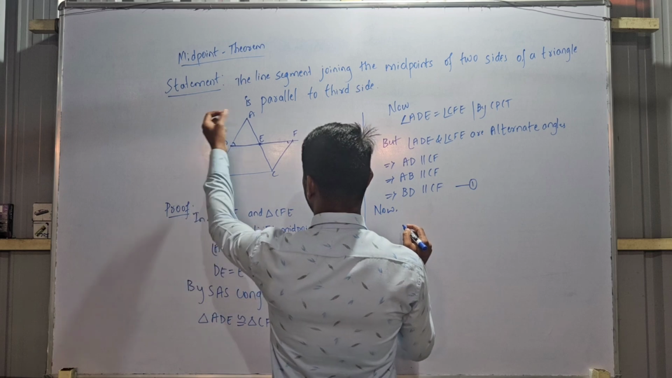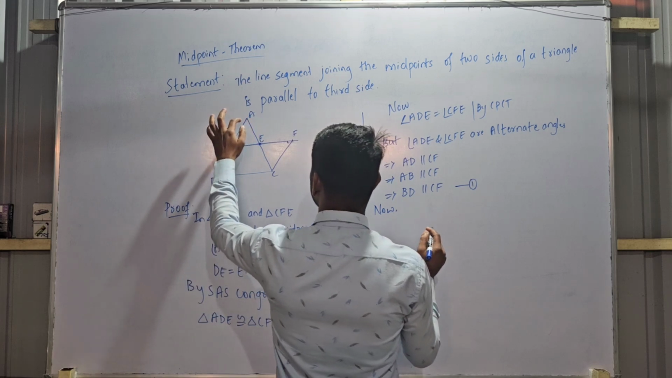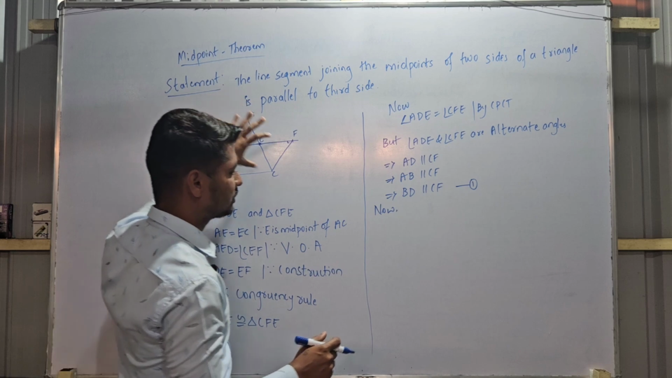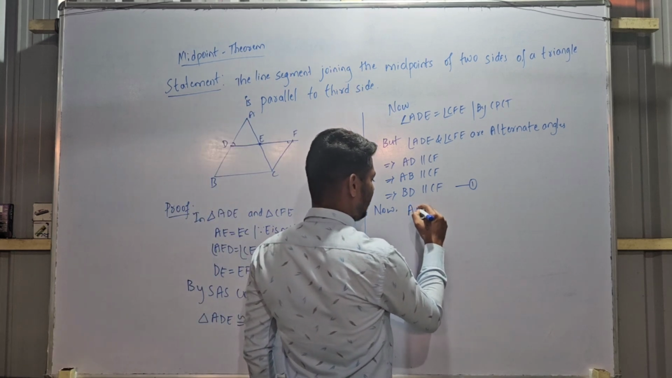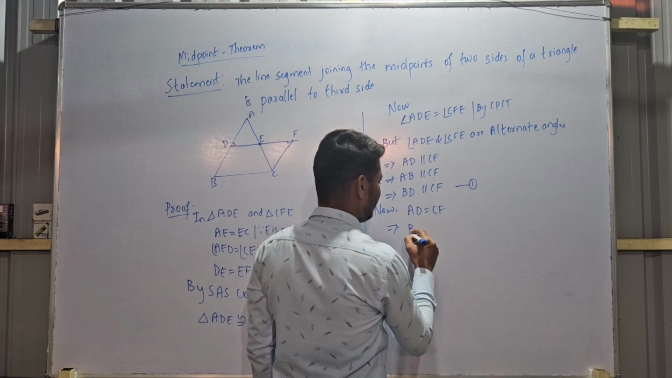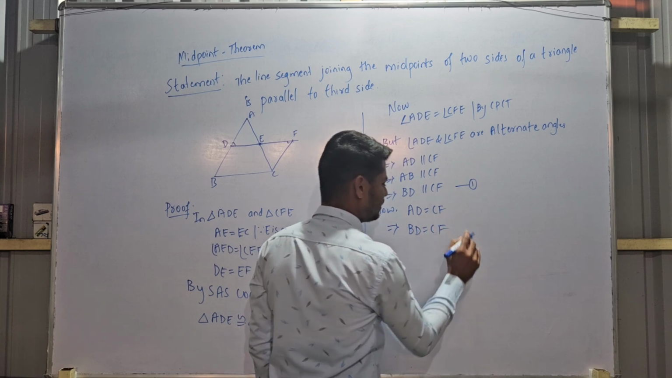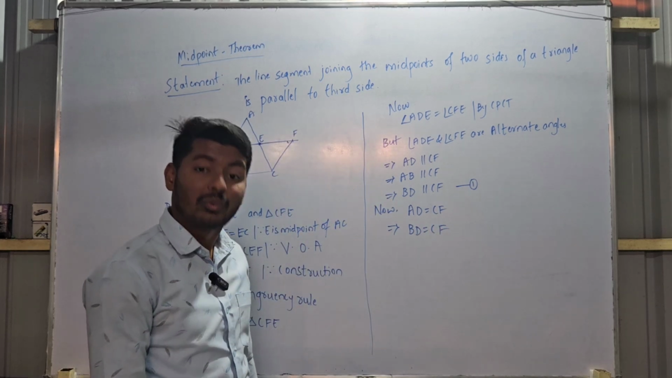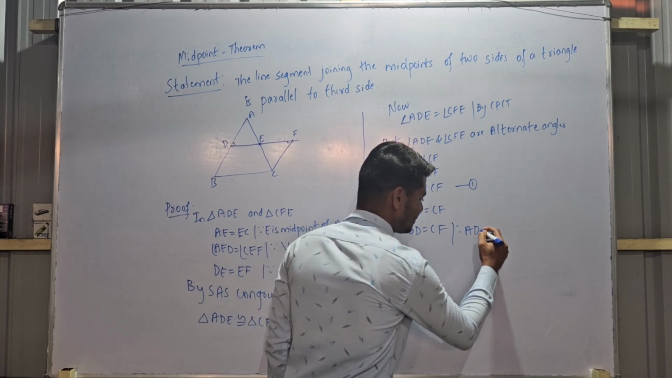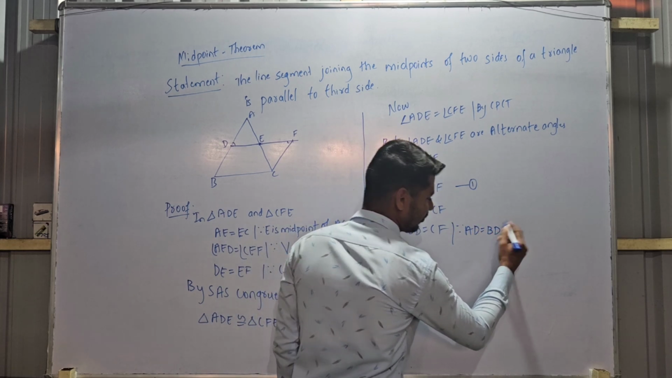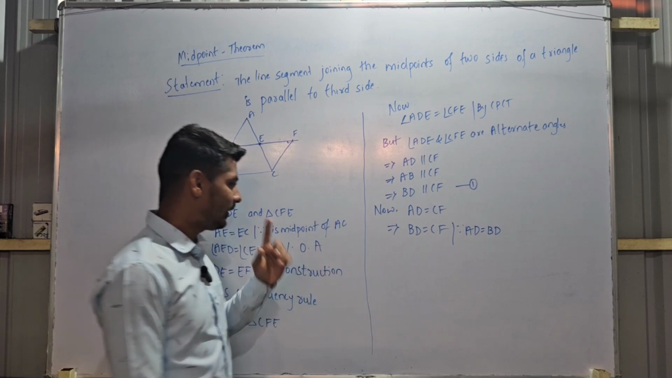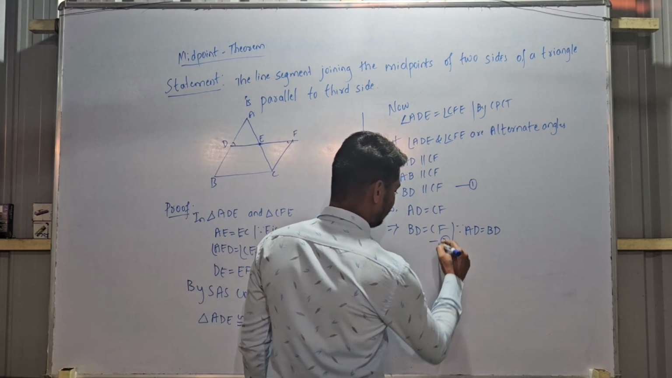Also by CPCT, I can say AD is equal to CF. This implies BD is equal to CF, students, because we have AD is equal to BD. Let it be equation 2.